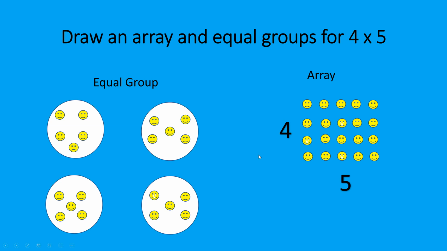So our pictures of equal groups and arrays look different, but when we multiply them all together, we get the same answer. So let's count here. We're going to count by 5s. So we have 5, 10, 15, 20. So 4 times 5 equals 20. Let's see if we get the same answer on our array. So we have 1, 2, 3, 4, 5, 6, 7, 8, 9, 10, 11, 12, 13, 14, 15, 16, 17, 18, 19, 20. So 4 times 5 equals 20. So we get the same answer. The difference is how we think about our multiplication problem. So equal groups and array.